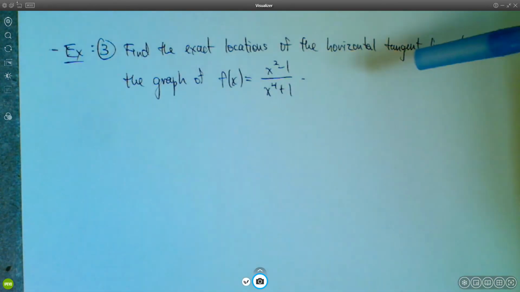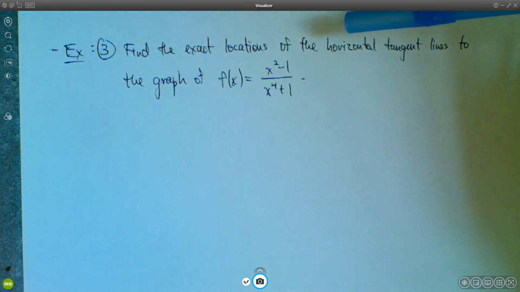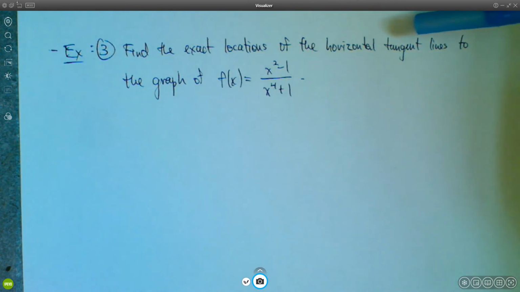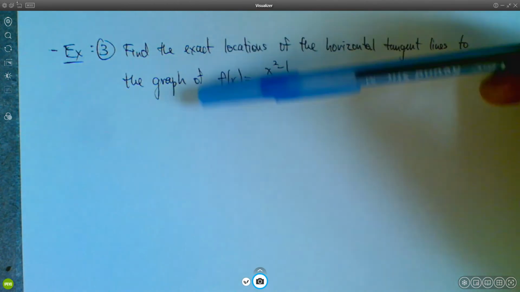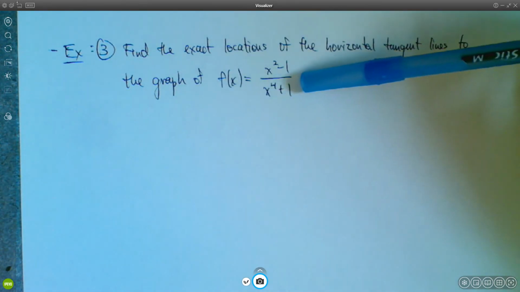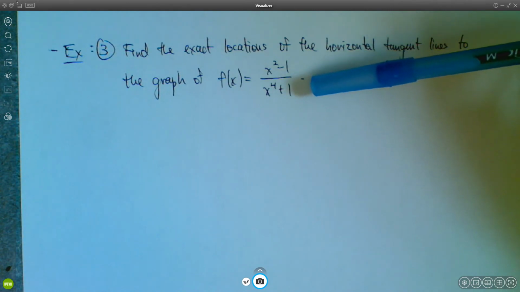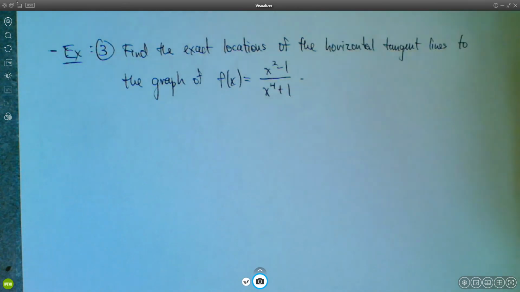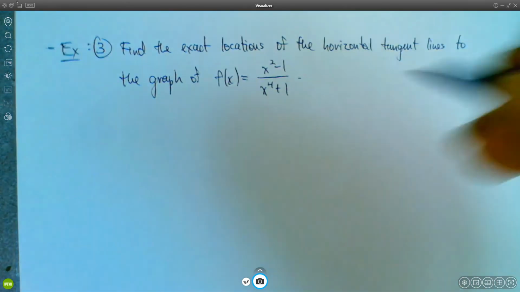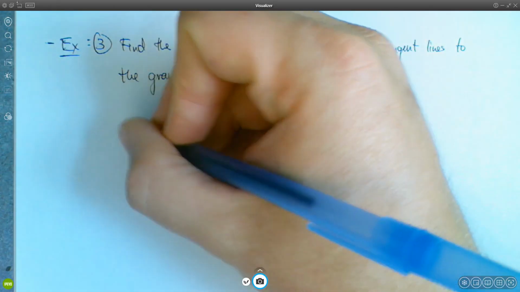So remember, if you have a horizontal line, its slope is 0, right? And the derivative is the same thing as the slope of the tangent line. So really, what this boils down to is we're going to find the derivative of the function. That's going to give us the slope of the tangent line in general. But if we want to know where that slope is 0, then we're going to set that equal to 0 and then solve for x. So first we've got to find the derivative though.